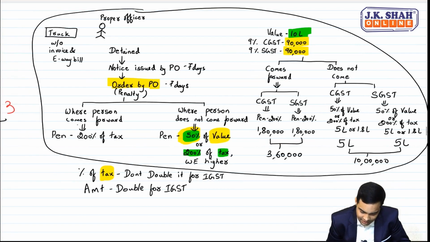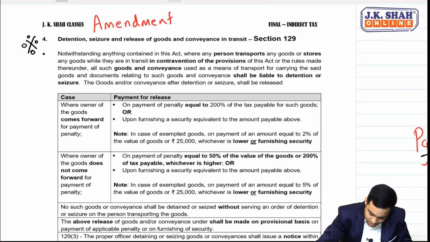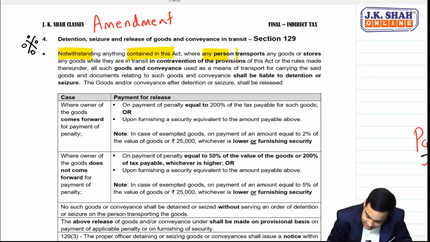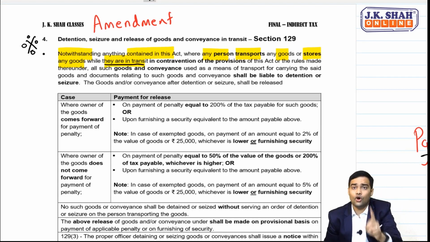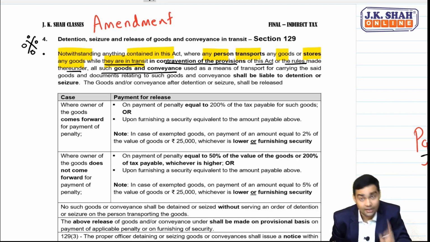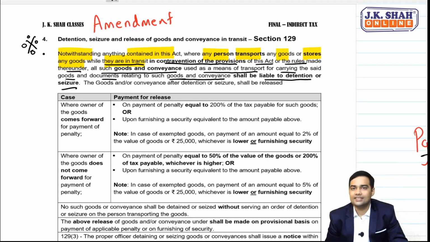Okay. Now let's read the provision. Notwithstanding anything contained in this Act, where any person transports any goods or stores any goods while they are in transit. This is the key point. This can apply only when goods are in transit, not when goods are in your premises. In contravention of the provisions of this Act or rules made thereunder, all such goods and conveyance, not just goods, conveyance will also be caught, used as means of transport for carrying the said goods, and documents relating to goods and conveyance shall be liable to detention or seizure.